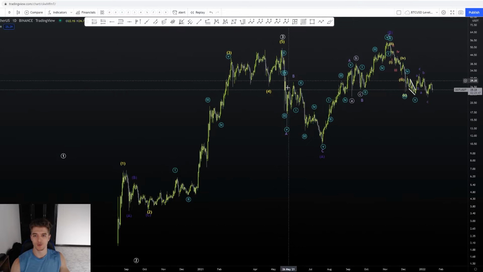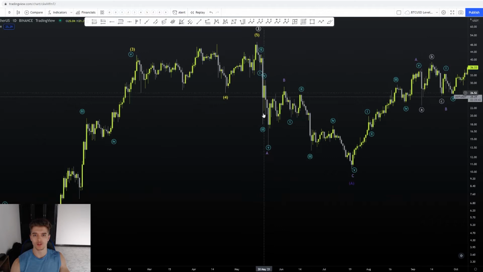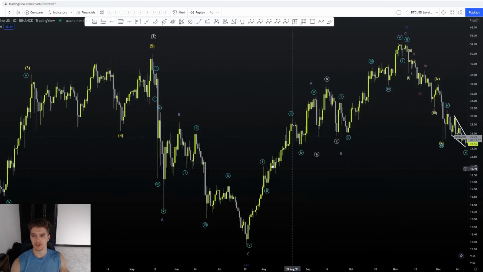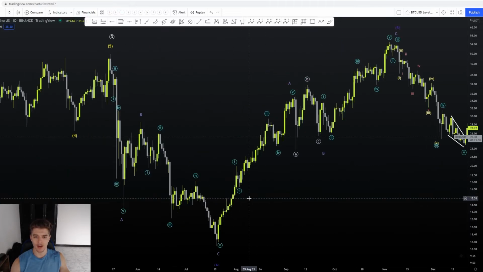This section would be a 3-wave move for an A, B, C. I have it as a zigzag: 1, 2, 3, 4, 5 for the A wave, 1, 2, 3 for the B wave, 1, 2, 3, 4, 5 for the C wave. And then this section right here is also another 3-wave move for an A, B, C, where I'd have it labeled as a 1, 2, 3, 4, 5.